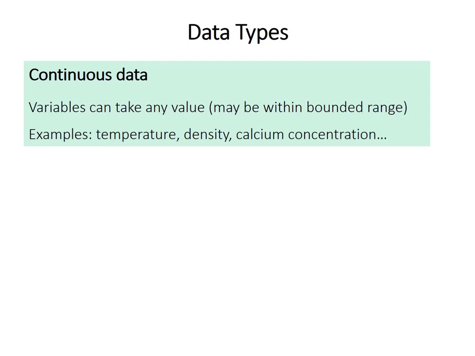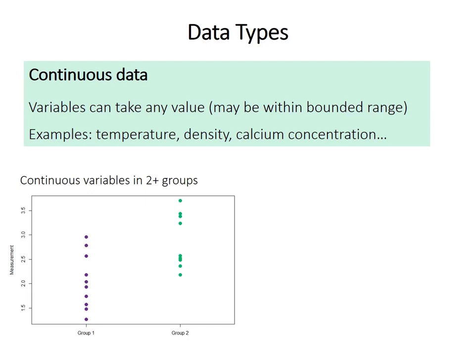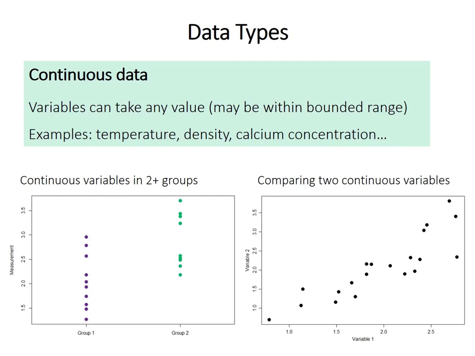Density is bounded, it can never be below zero, but it can take any positive value, 2 or 2.3 or 2.4172 or whatever. So there are tests that are designed to compare continuous variables between two or more groups, as well as tests designed to examine the relationship between two or more continuous variables. We'll talk about the specific tests in upcoming weeks, but for now, it is important just to understand what continuous data is.